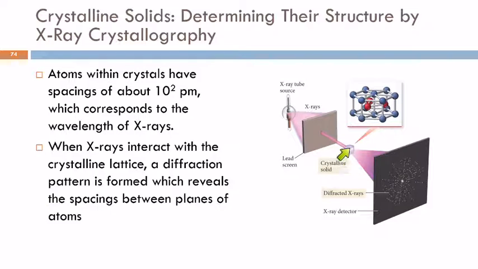So here you have your crystalline solid, you take an X-ray source, and you get a nice beam of X-rays, and you shine it on this crystalline solid, and you get a diffraction pattern. And the diffraction pattern arises from how the different atoms or molecules are spaced within the crystal.